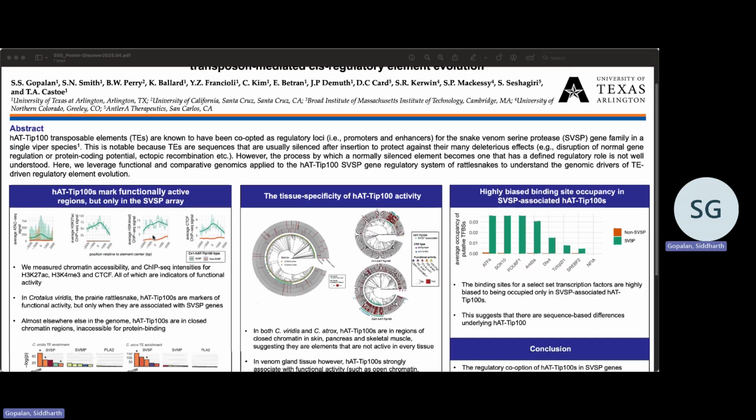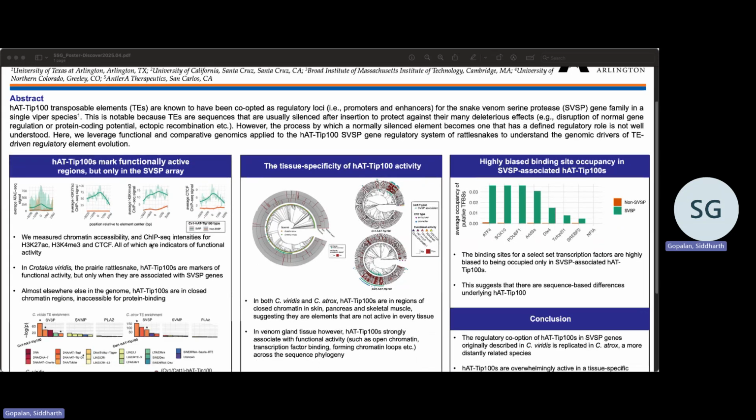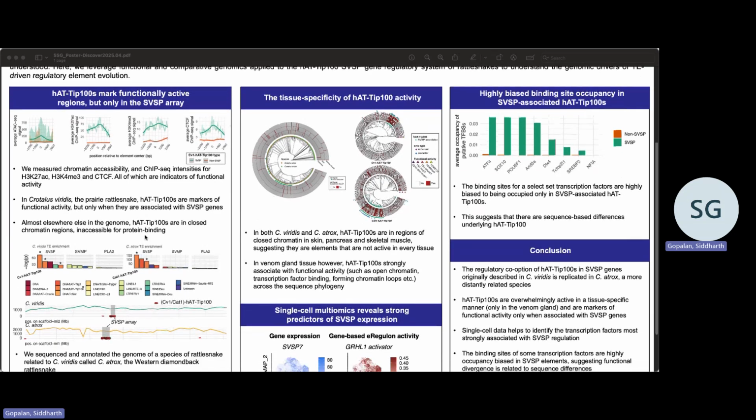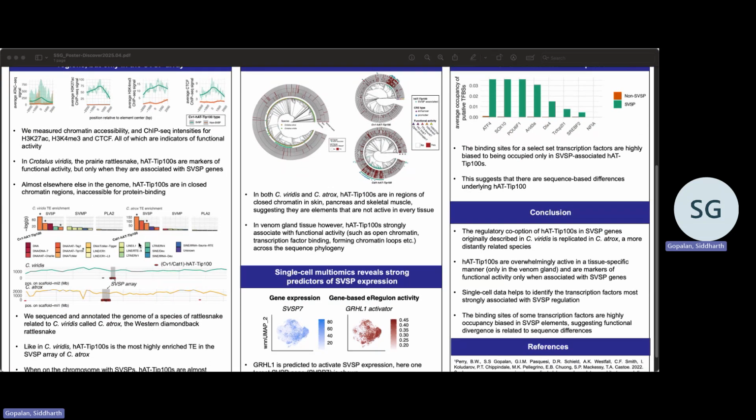So we were first interested in whether or not SVSP-associated TEs are functionally different from the same TEs that are found elsewhere in the genome. And we find strong evidence that this is the case. We were next interested in understanding if we could replicate these findings in a second species. And so we sequenced and annotated the genome of the Western diamondback rattlesnake, or C. atrox, its scientific name, and find that the exact same TE family is very prominent in the SVSP cluster again.